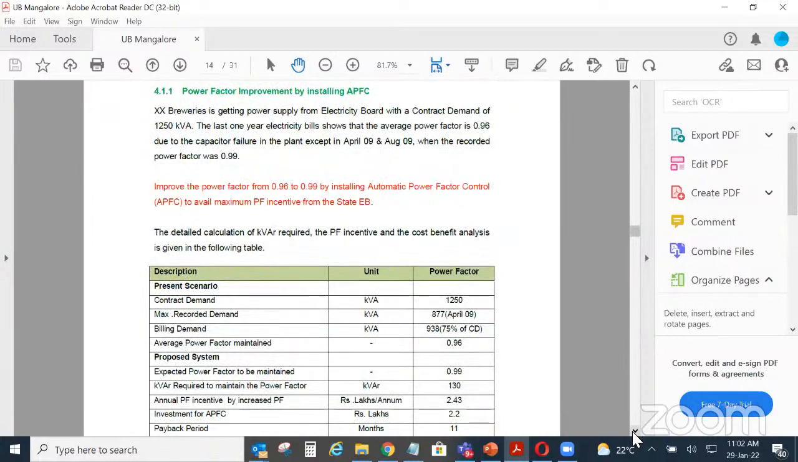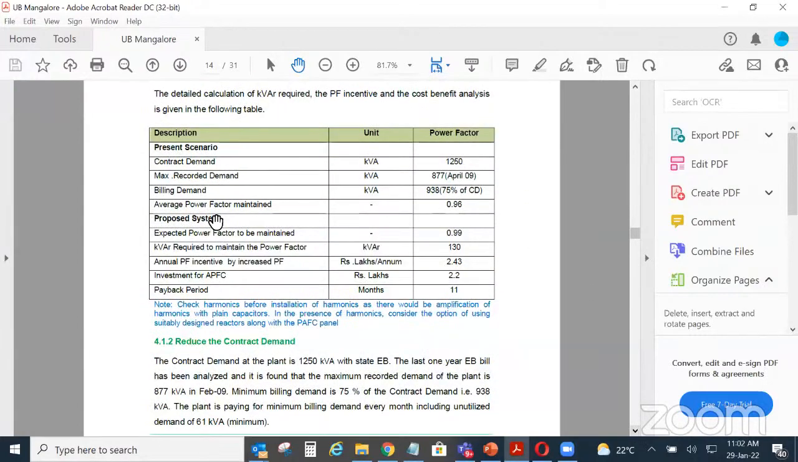Okay, then we go to detailed energy audit. For example, power factor improvement, we discussed how to improve the power factor. You can see here, by installing the power factor correction, what is the present scenario. The present scenario is this much of demand, this much of contract demand. So power factor is very low. Now what we are recommending is to improve the power factor to 0.99. The KVAR reduction required is only 130 KVAR. The annual cost benefit is 2.43.